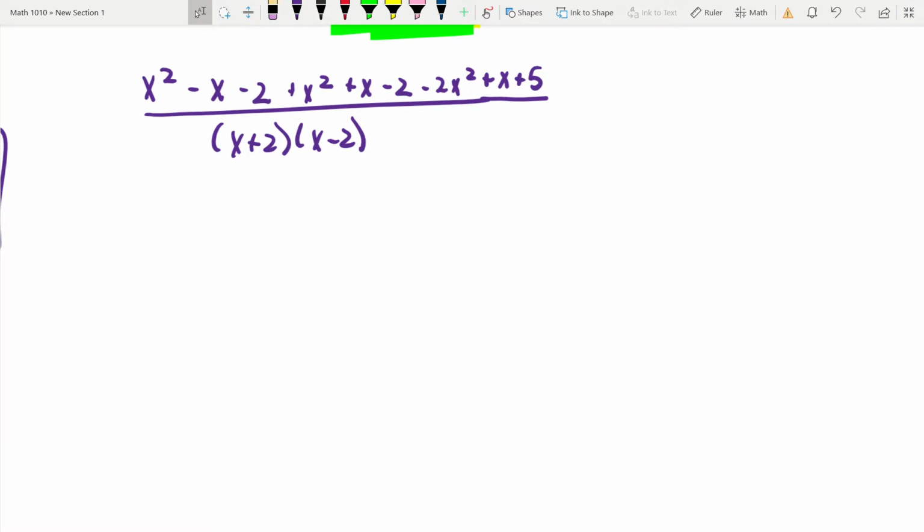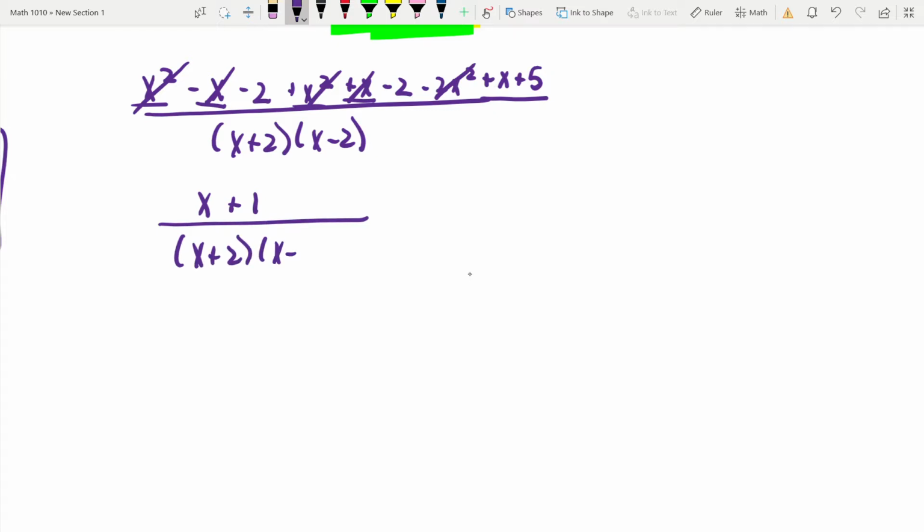Okay. 1x squared and 1x squared is 2x squared. 2x squared and a negative 2x squared, those all cancel out. Here's a negative 1x and a positive 1x. Those are going to go away. But I do still have that x right there. And then a negative 2 and a negative 2 is a negative 4. A negative 4 and a positive 5 is a positive 1. That's over x plus 2 times x minus 2.